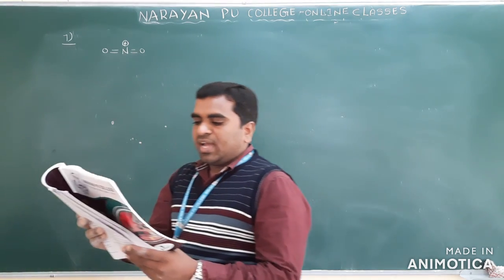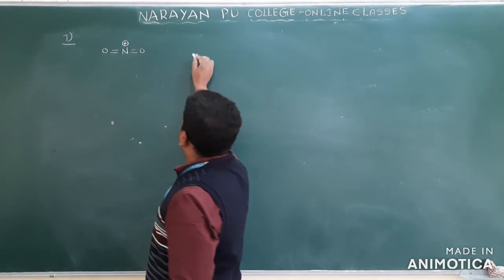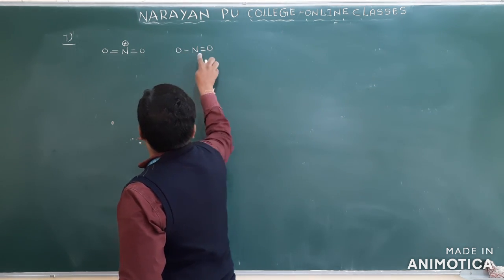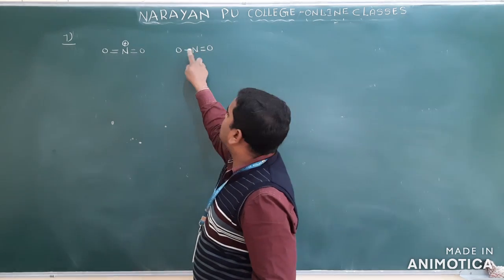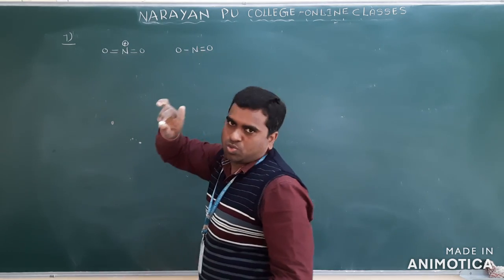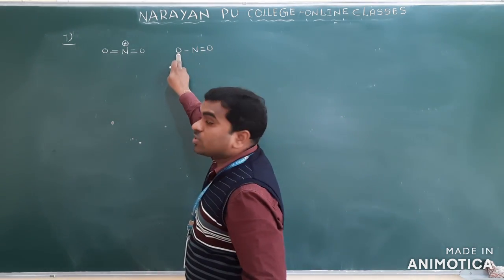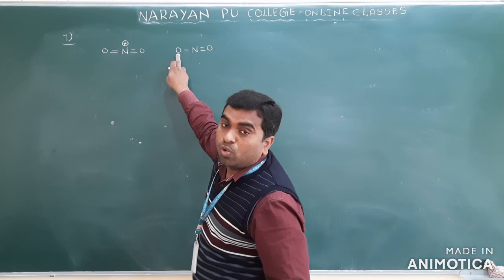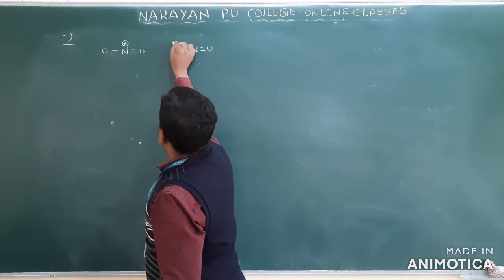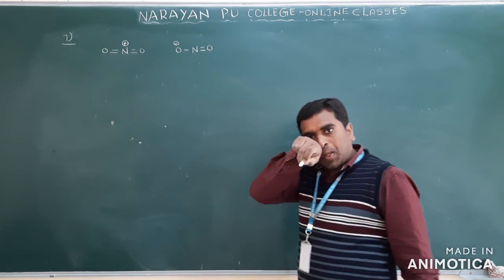Next one is NO2 minus. This is nitrogen and 2 oxygens. Nitrogen is forming how many bonds? 3 bonds, so we will not write any charge. Oxygen is forming 2 bonds, no problem. But here oxygen is forming how many bonds? 1 bond only, which is less than 2 bonds, so there is a negative charge. This is clear.